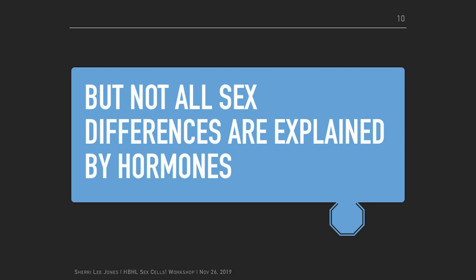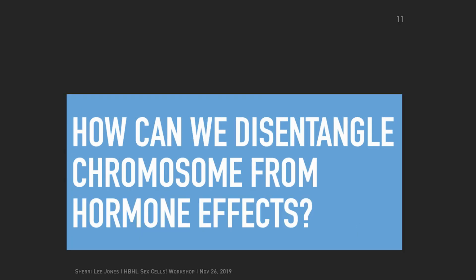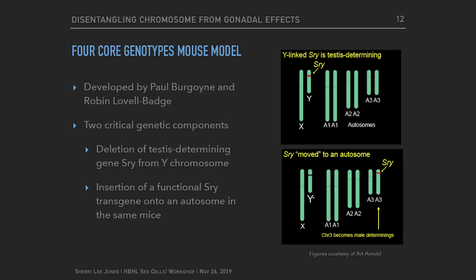The problem is, not all sex differences are explained by hormones. So how can we actually disentangle chromosome effects from hormone effects? And this is where the four core genotypes model comes in. Okay, so this model was developed by Paul Burgoyne and Robin Lovell-Badge at the Francis Crick Institute.